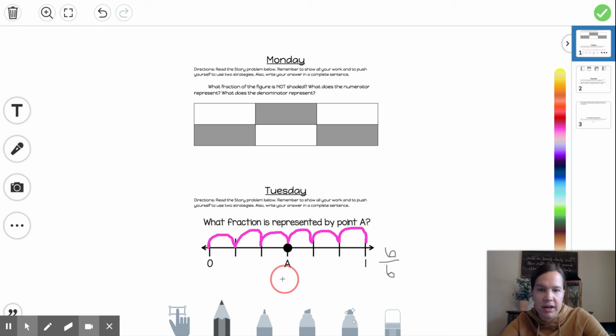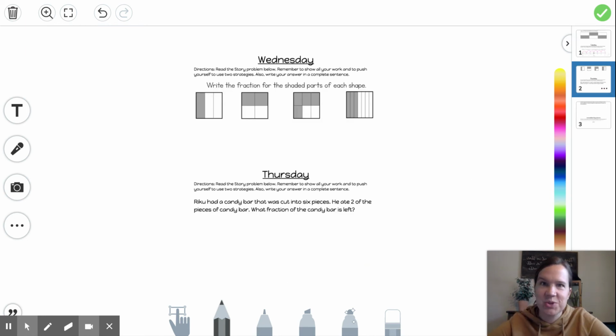We know that its denominator is going to be 6, because that's how many parts there are to make the whole. And I'm going to start at 0, and skip count again. I count up 1, 2, and 3. To get to A, I was at 3 of the 6 pieces, so the answer is 3/6. Hey, that was the same as Monday. It's funny. So let's go to page 2, or Wednesday's story problem.